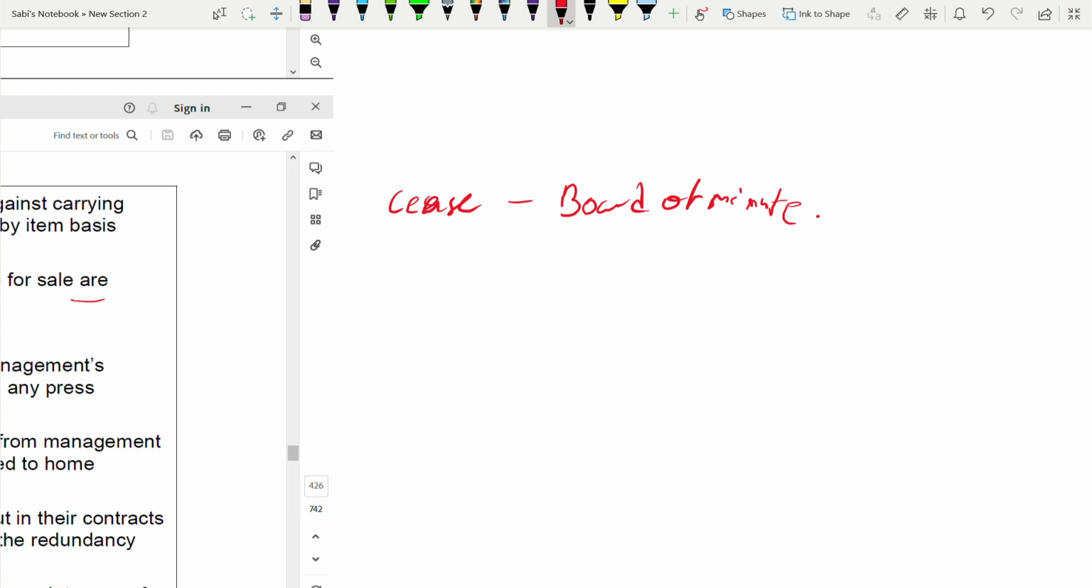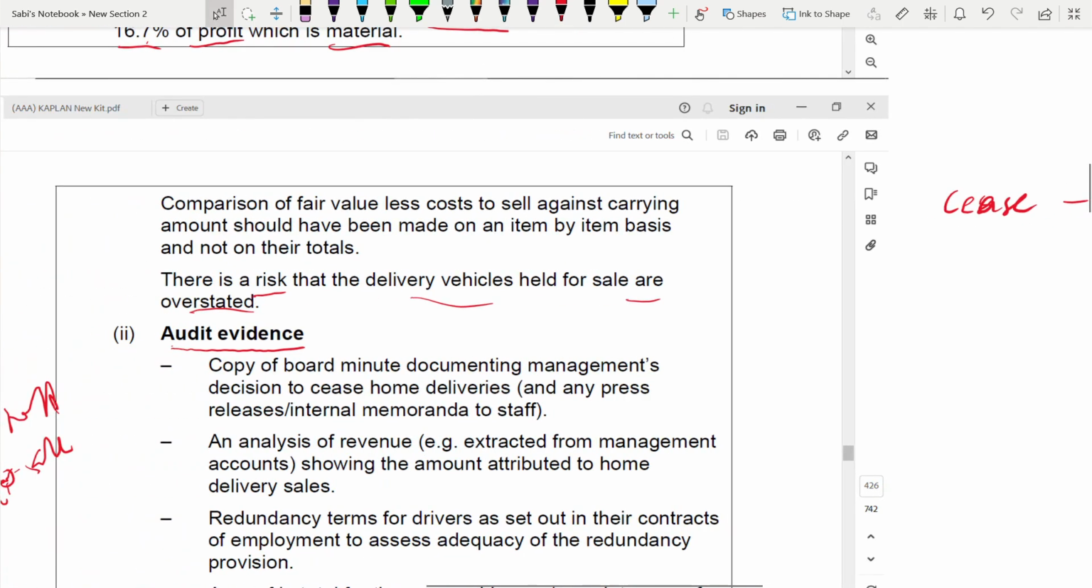So that's the first evidence. Just write copy of board minutes. It's a copy because this is at the final stage, not at the planning stage, remember. So a copy of board minutes documenting management's decision to seize the home deliveries, because they have announced they are going to seize. We don't go by announcement; we have to see whether the decision to seize has been documented in the board minutes. That's what we are testing.